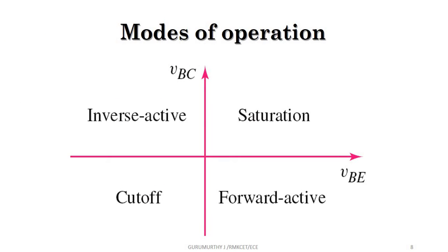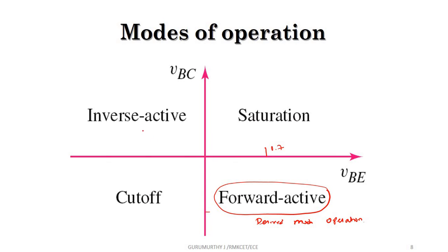Modes of operation. If you consider the modes of operation, the base to emitter junction is forward biased, so if you consider the last slide, it should be 0.7 V, and the collector to base junction should be reverse biased. So it will operate in forward active mode. This is the desired mode of operation.